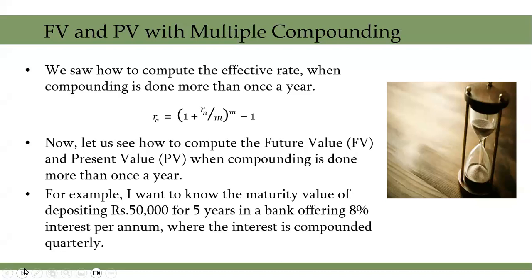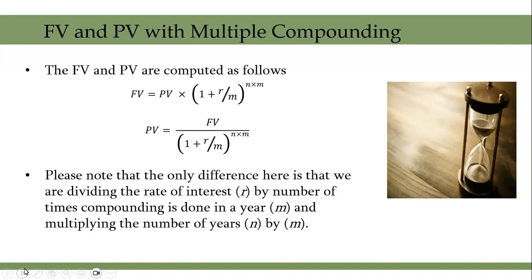Now let us see how to compute the future value and present value when compounding is done more than once a year. Let's take an example. I want to know what would be the maturity value of a deposit of rupees 50,000 that I make today for a 5-year period in a bank offering 8% interest per annum. Here, the bank is compounding the interest quarterly, or 4 times a year.